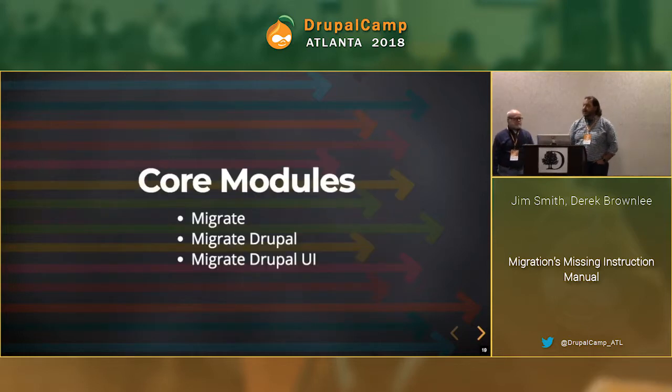So how are we going to get there? Well, there's core modules. Migrate provides the migration API. Migrate Drupal provides the capabilities needed to migrate configuration and content. The Migrate Drupal UI gives you the pages you can go to actually see this visually and to actually execute some of these migrations if you want to do it through the interface.